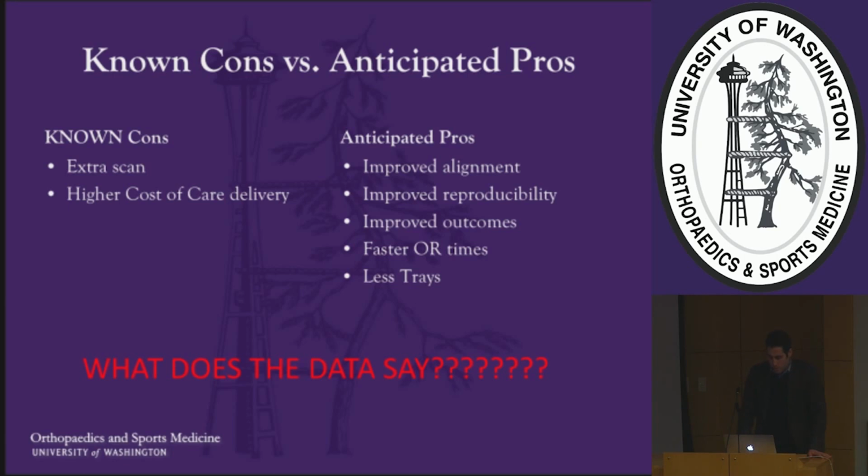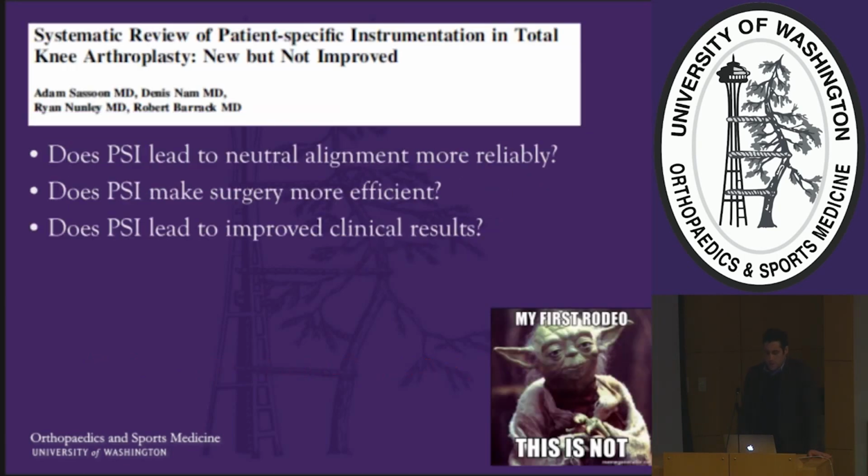So this is not a question that was new to me. I have evaluated this based on a systematic review of the literature, and the things that we need to think about are really threefold. One, does patient-specific instrumentation more reliably lead to a neutral alignment? Does it make surgery more efficient? And does it lead to improved clinical results?